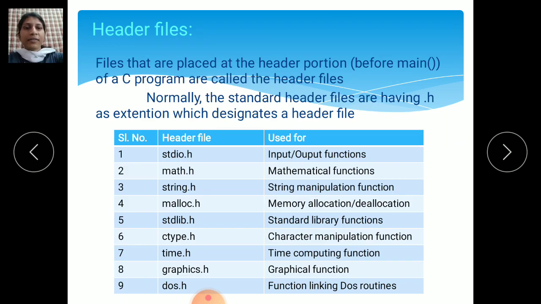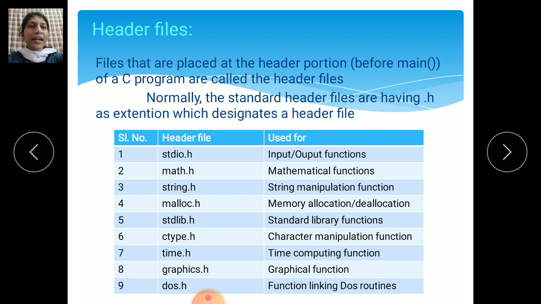Then header files. Which are header files? See, every C program has a header file. Using header files we can execute our C program. So what do you mean by header files? Files that are placed at the header portion before the main function of a C program are called header files. Means the statements, the header files we are using at the header portion of the program before the main function, are called header files.